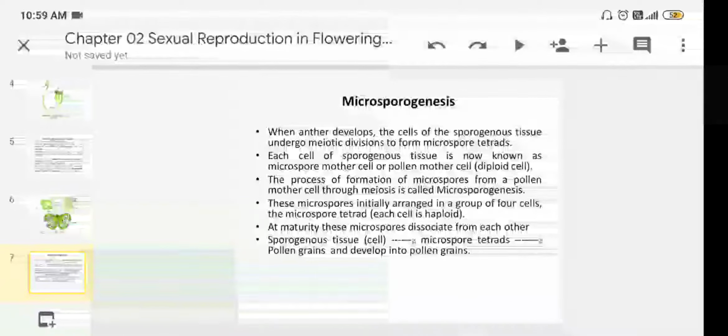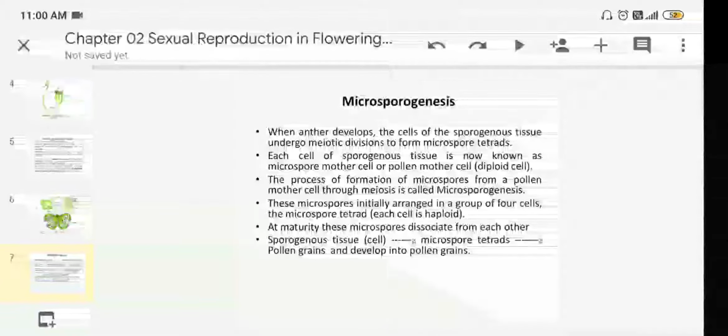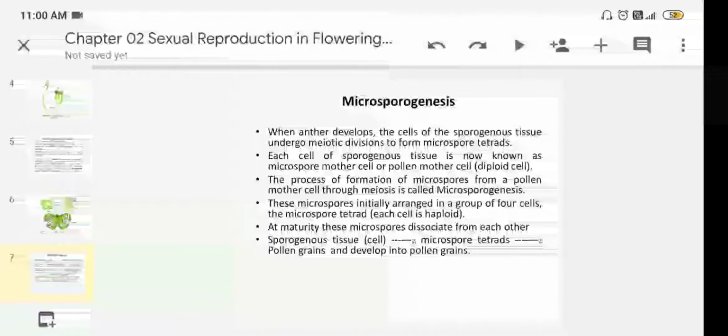Microsporogenesis. When anther develops, the cells of the sporogenous tissue undergo meiotic division to form microspore tetrads. You might be very clear with the mitotic and meiotic cell divisions. Meiosis means the chromosome number is reduced to half, and the number of daughter cells is 4. So actually one microspore mother cell gives rise to the 4 microspore tetrads after meiosis.